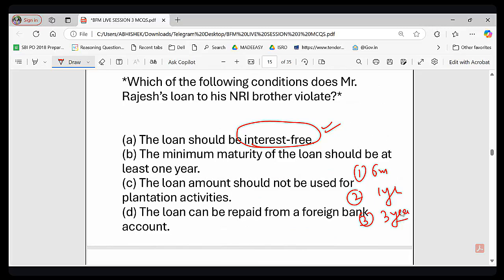See, from a single question we can frame different types of questions, right? My question is, what is the minimum maturity period for a loan given to an NRI under RBI regulation? 6 months, 1 year or 3 years? Minimum maturity. I'm talking about minimum maturity.